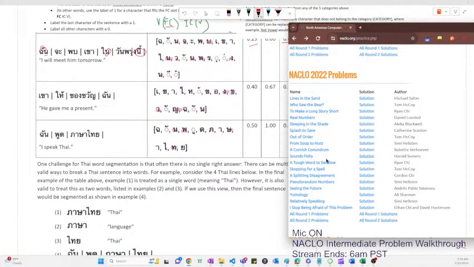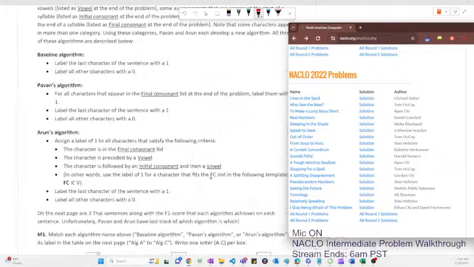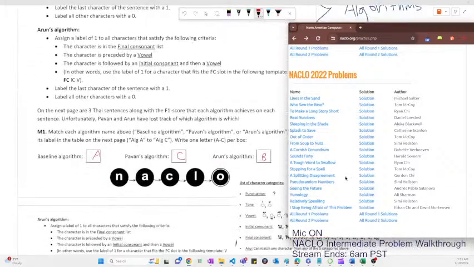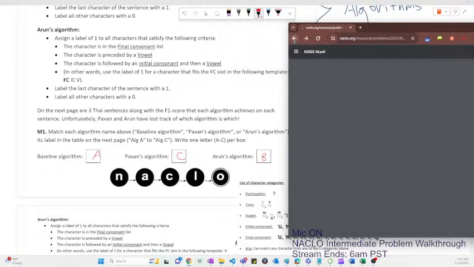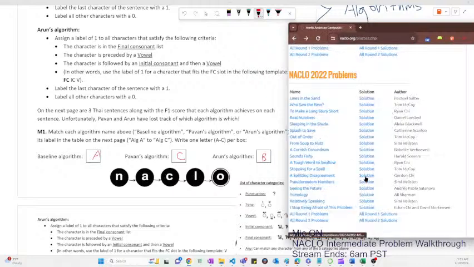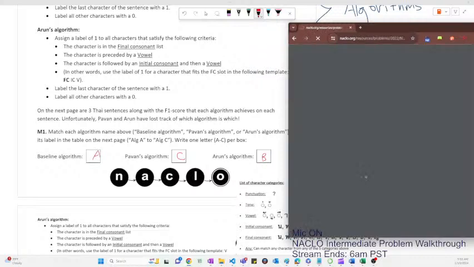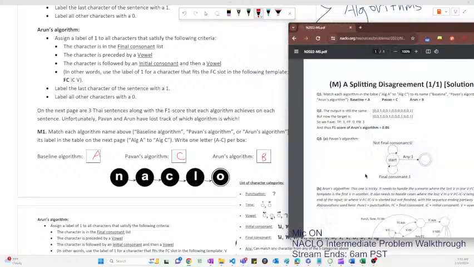This is actually from 2022, I think. 2020. Is it a splitting disagreement? Yeah. Oh man, I clicked on the problem again. Okay, a splitting disagreement. Let's see.